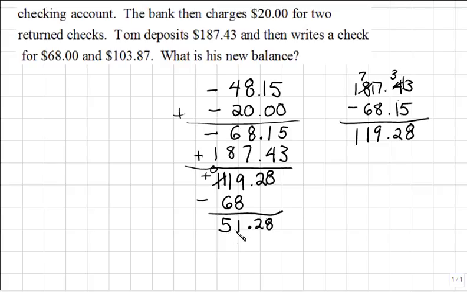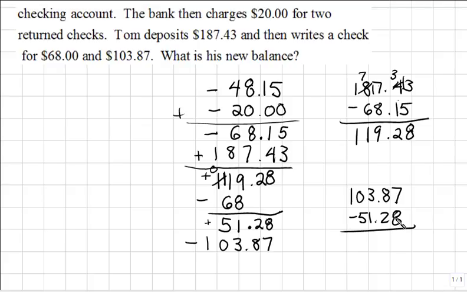But then Tom writes another check for $103.87. So from this balance, Tom again will write a check for $103.87, which we'll subtract from our balance. Again, we have a positive number added to a negative number, and to combine numbers of different signs, we'll subtract the smaller from the larger and keep the sign of the larger number. This would mean that we have $103.87, and we'll subtract from this $51.28.